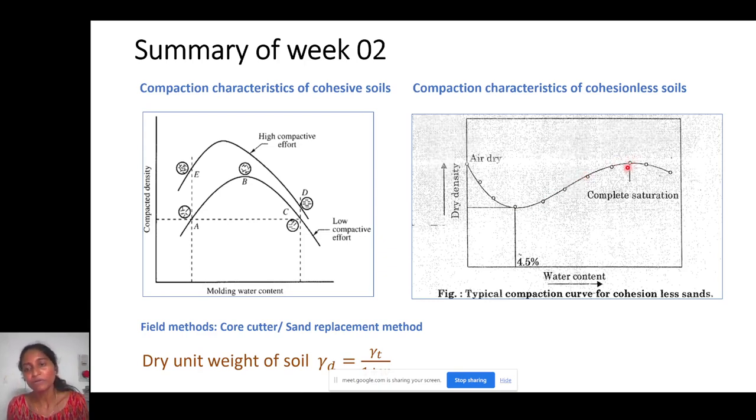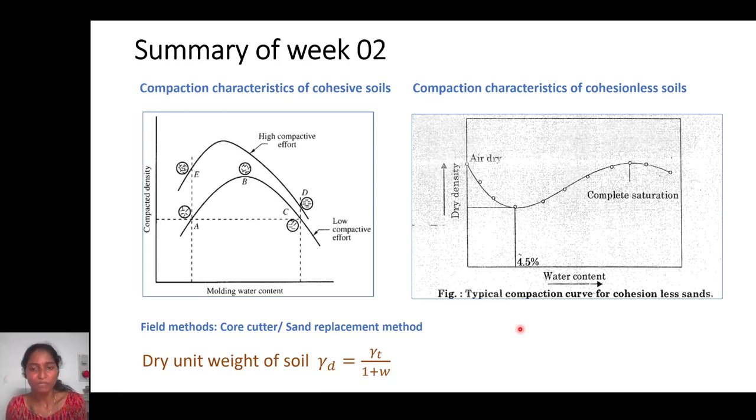So beyond a particular water content, just like in the cohesive soil, you can see there will be a reduction in the density. So this is the little difference between the compaction characteristics of cohesive and cohesionless soils. And as far as compaction is concerned, in soil mechanics or geotechnical engineering, there were a lot of formulas to be remembered and used to solve so many problems.